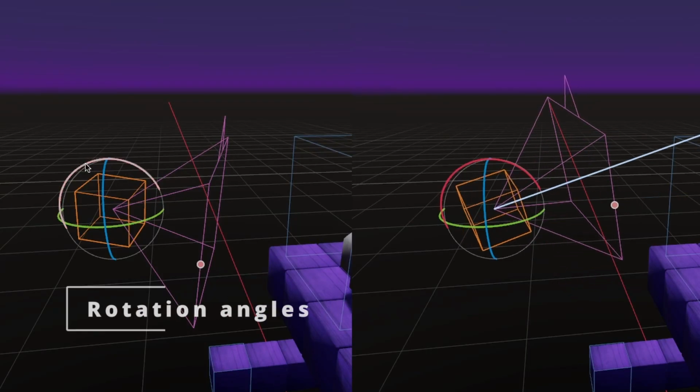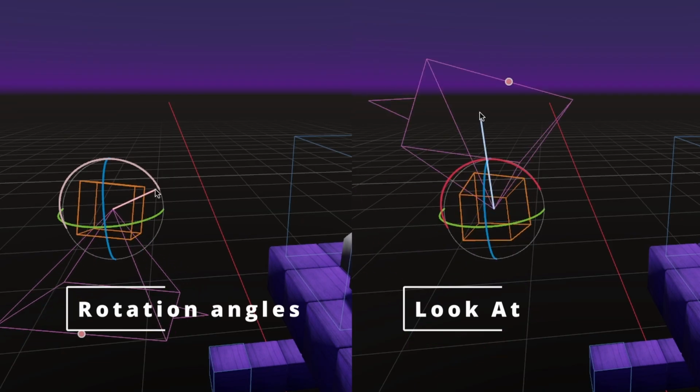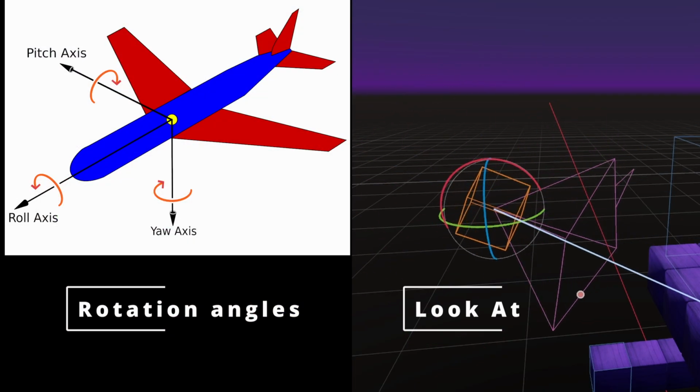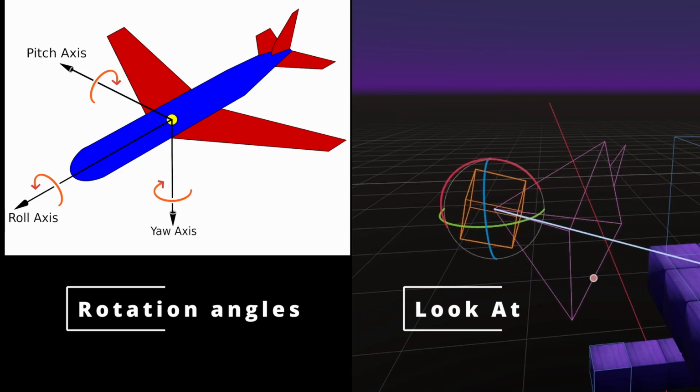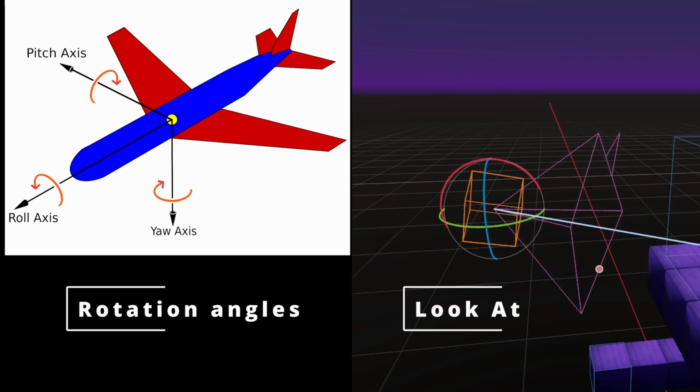There are two common ways to represent a camera in 3D. The first one is straightforward. We store the camera position and its rotation angles: yaw, pitch and roll. Transforming objects from the world space into camera space is then relatively simple. We translate the world by the camera position and rotate it using the camera orientation.